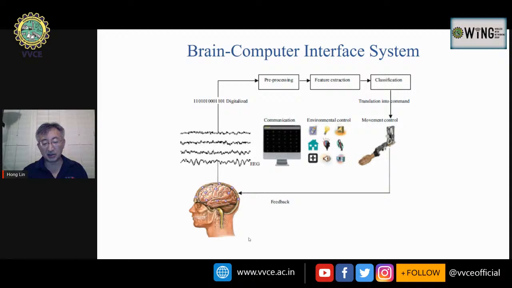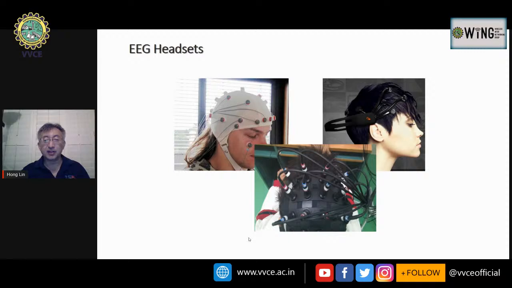Now the first thing we need to do is the data collection, right? So we have to collect the data first. There are different kinds of data collection devices, just like what we see in this picture. Some of them are research grade devices. Maybe two of them shown here are the research grade ones.